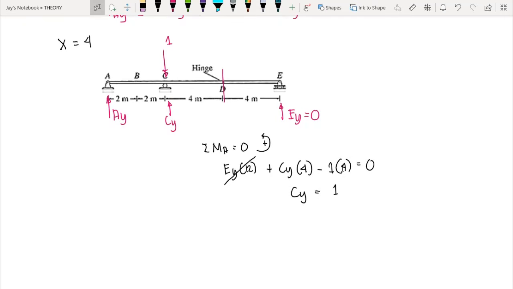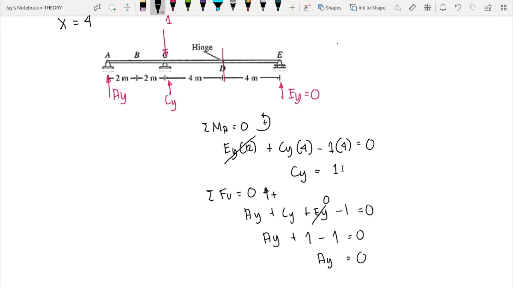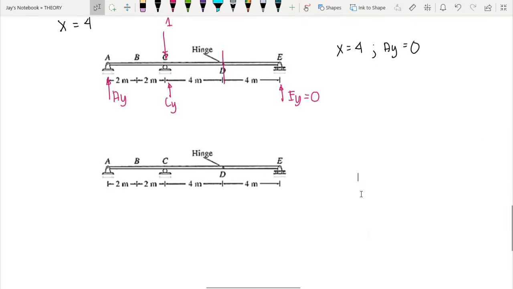But since our goal here is to compute for AY, that is our first question, we sum up forces vertical is equal to 0, upward are positive. Then we have AY plus CY plus EY minus 1 is equal to 0. But we know that EY here is 0 and CY is 1, so we have AY plus 1 minus 1 is equal to 0. Then AY is equal to 0. So that means when our x is equal to 4, or when our unit load is at point C, our AY value is 0.